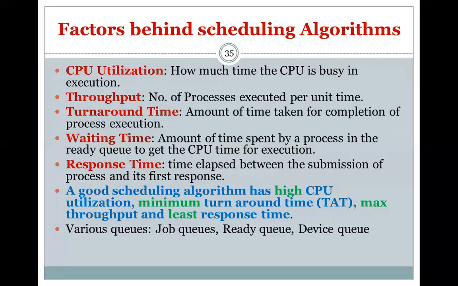In all these cases, a good scheduling algorithm has high CPU utilization, minimum turnaround time, maximum throughput, and least response time. Various queues, such as job queues, ready queue, and device queue, will be used in scheduling algorithms.